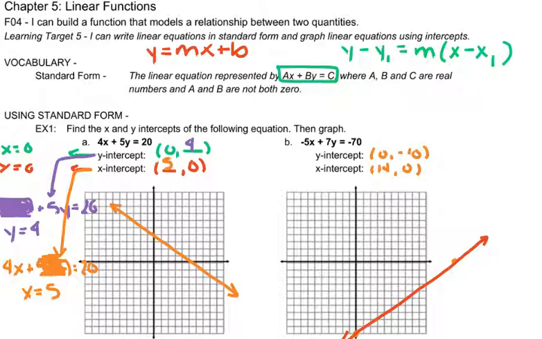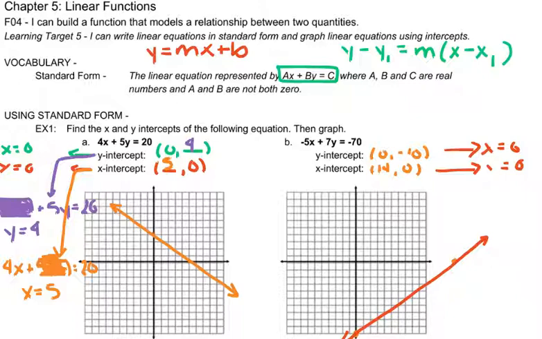Alrighty, so we have your answer. For the y-intercept, you should have plugged in 0 for x, and for the x-intercept, you plug in 0 for y. It's kind of flip-flopped. Y-intercept, you plug in 0 for x. X-intercept, you plug in 0 for y. You should have gotten that (0, -10) is the y-intercept, and the x-intercept is (14, 0).